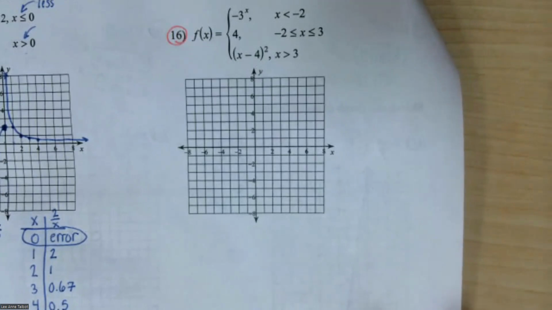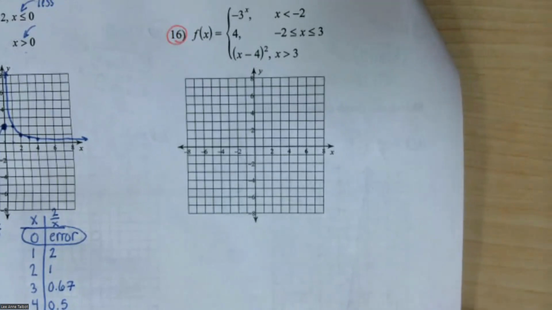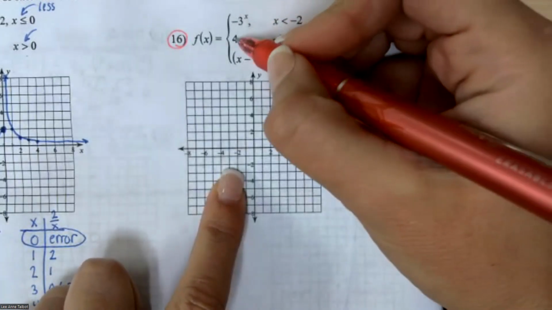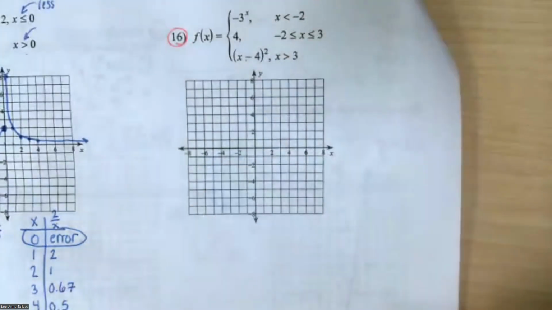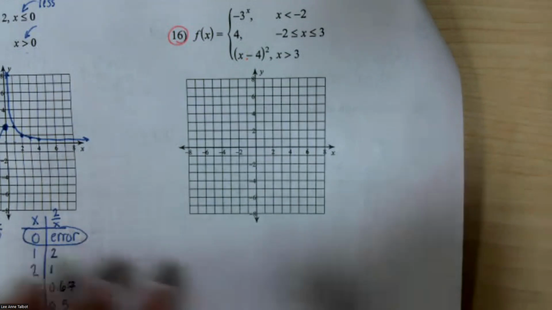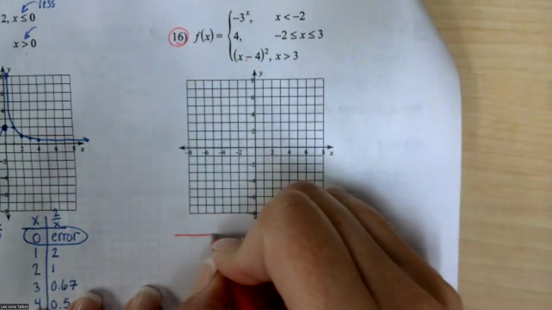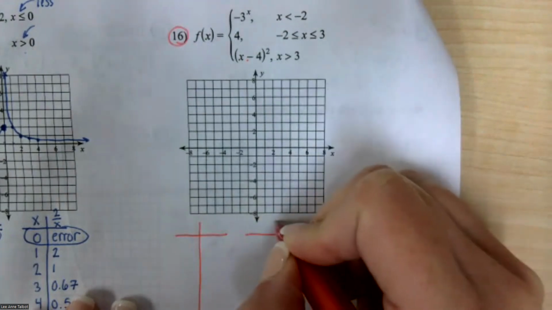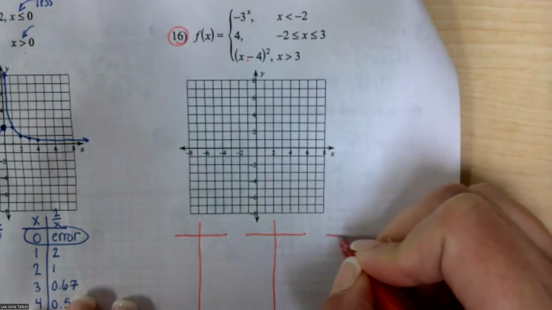Okay, let me ask you some questions. First, how many pieces does this graph have? 3. Piece 1, piece 2, piece 3. Okay, next question. How many tables should I make? 3, 1 for each piece. Okay, if you can do that, you're on your way to being able to graph piecewise.